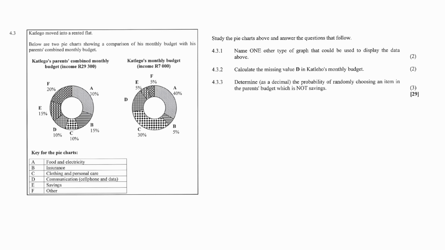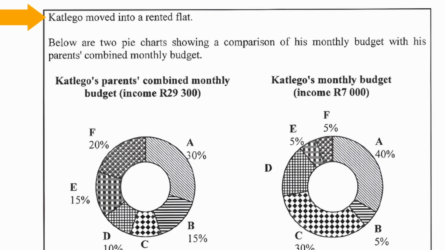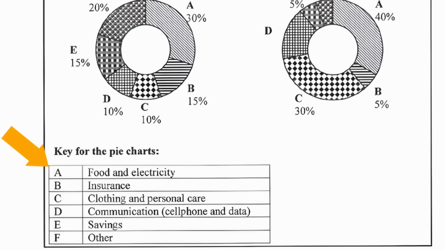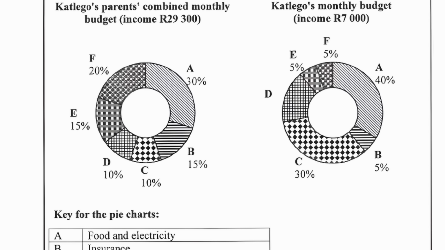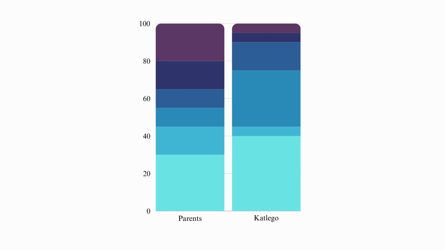Question 4.3 consists of 2 data handling questions and 1 probability question that were designed to assess your understanding of pie charts. It is stated that Katlego moved into a rented flat. You are given 2 pie charts showing a comparison of his monthly budget with his parents' combined monthly budget. You are also given a key for the pie charts. In question 4.3.1, you have to name one other type of graph that could be used to display this data. One other type of graph that could be used to display this data is a compound bar graph.